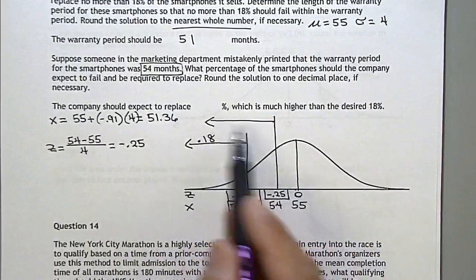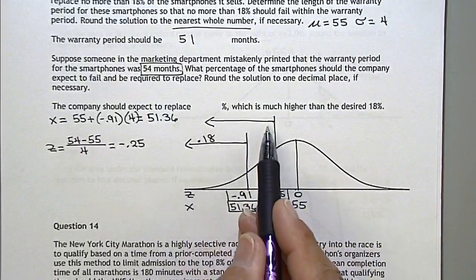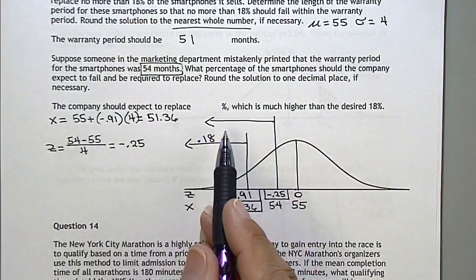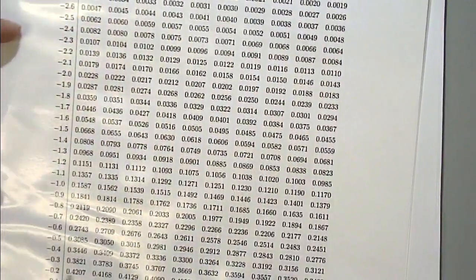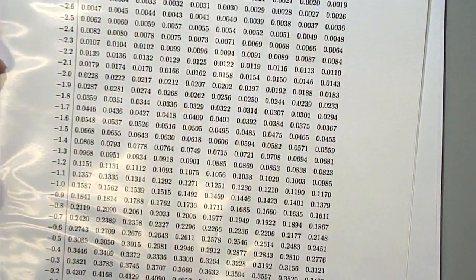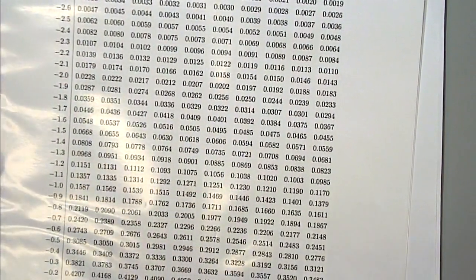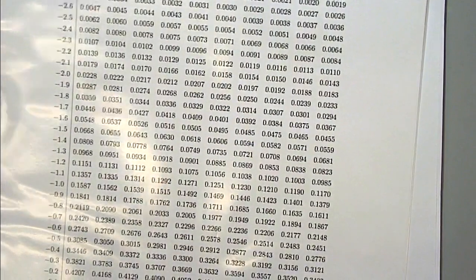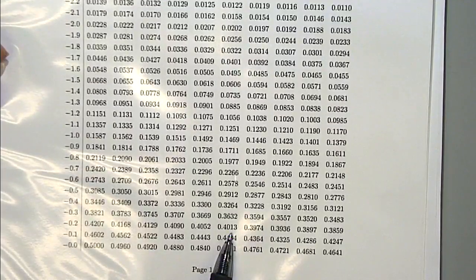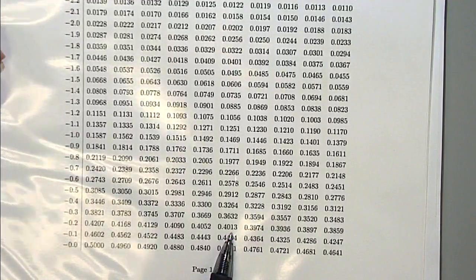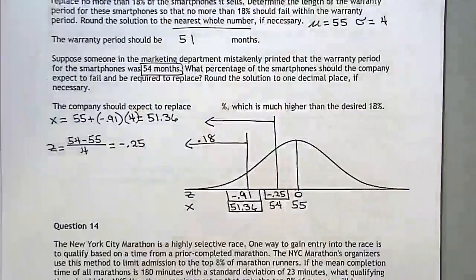What percentage will they have to replace this time? Well, what's the area, right? What's the probability that they're going to fail? I go to negative 0.25, and I'm over here at, well, here it is, right? Can you see it? 0.4013. True? Okay.